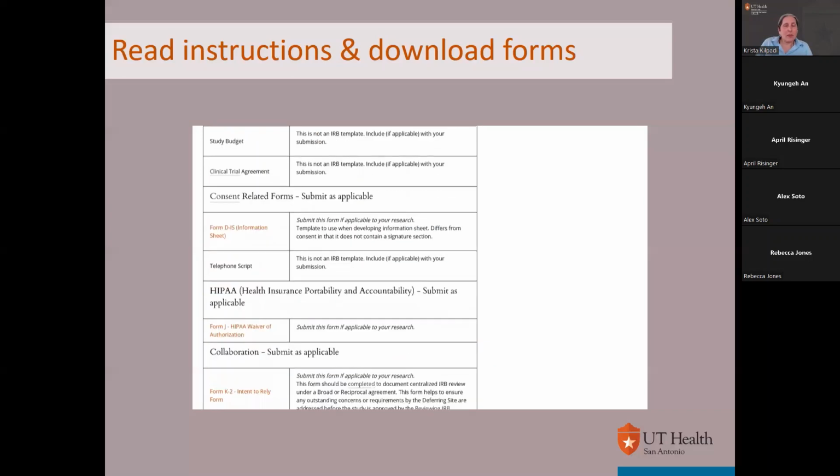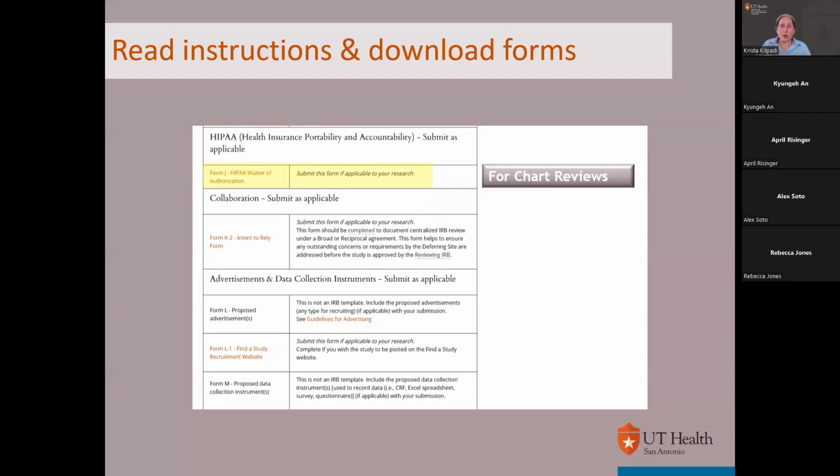And let me just point out a couple of special use forms that you might want to be aware of. First of all, you have our Form J, which is the HIPAA waiver form. Generally, you're going to need a HIPAA waiver if you're doing some kind of a chart review, just because you're not going to want to have to go out and contact every single person whose chart you're going to look at. So you probably need a Form J in that case.